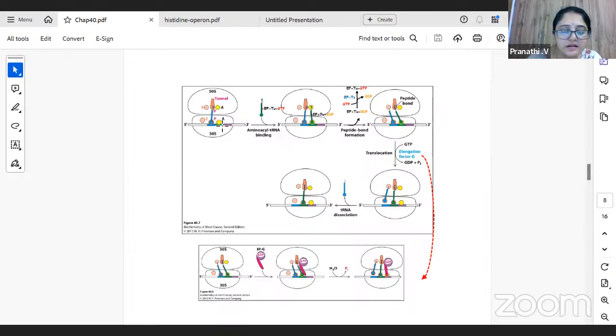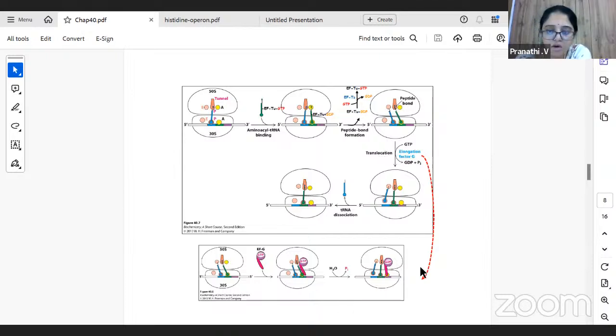EF-Tu brings in the other amino acid, that is the aminoacyl tRNA, and it forms a bond between the second three codons that are present. Then a peptide bond is formed with the help of peptidyl transferase, and all of this is translocated with the help of elongation factor G. Again, energy is released through GTP. GTP hydrolysis gives rise to GDP plus inorganic phosphate, and then that tRNA dissociates from the exit site.